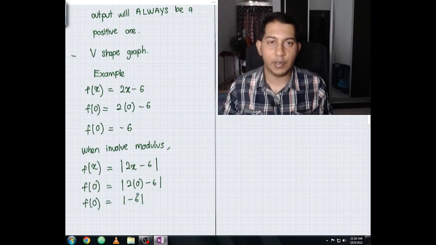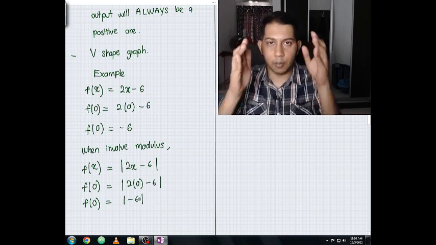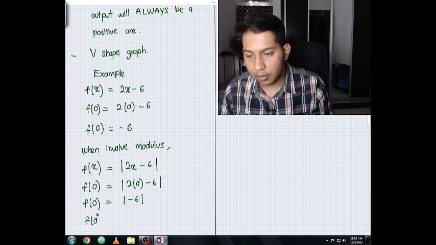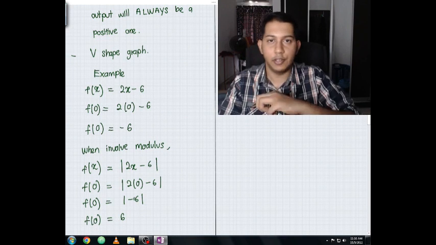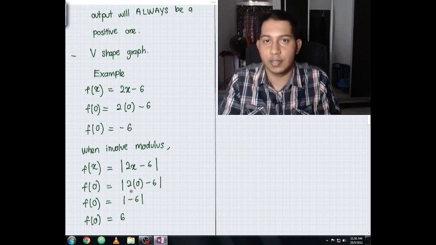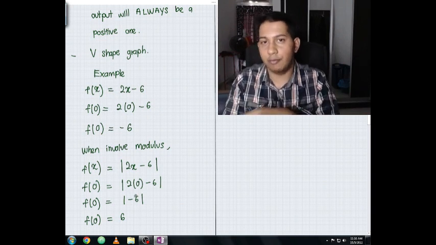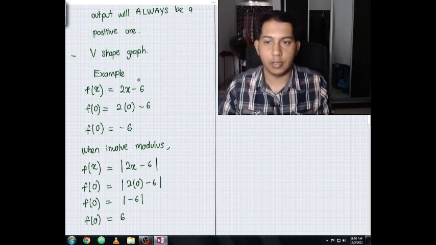Until here you get a negative value, but since it involves a modulus, it is an absolute function, so your final answer will turn out to be a positive value. If it is a negative value, it will automatically turn into a positive value. If it is a positive value, there will be no change. That is the simple explanation behind the absolute function. I hope you understand the concept I'm trying to explain to you.